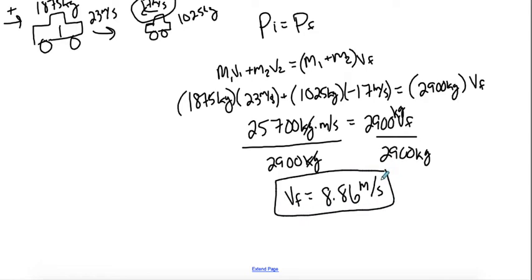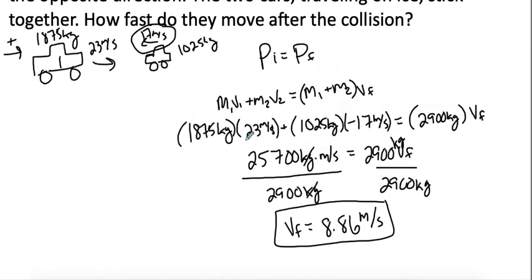Okay, so this one's a little bit harder to project the numbers. Now you might think that I can just take 23 minus 17. Well, that's not the case, because that's not going to give us exactly how fast the vehicles are going to be going when they collide and stick together. So there is a problem using conservation of momentum when the two vehicles stick together.